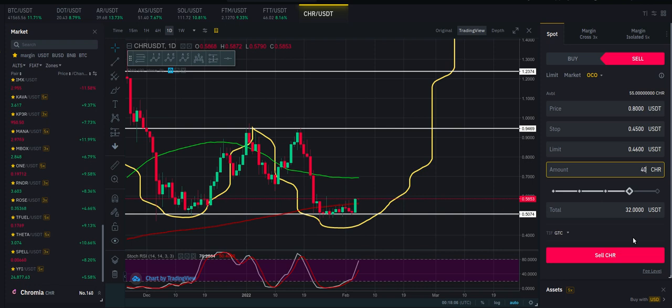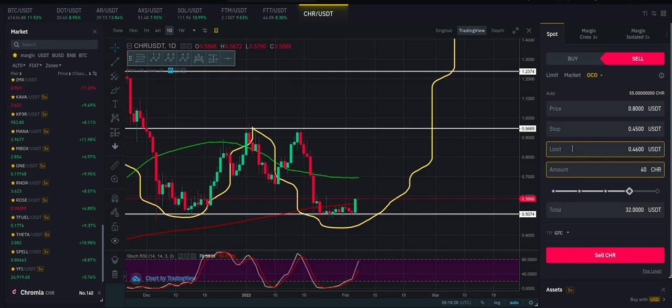Now let me explain this so that you understand. The price is going to be where you want to sell at a profit. The stop is where you are going to get out of this trade at a loss. The limit is what will execute the stop.